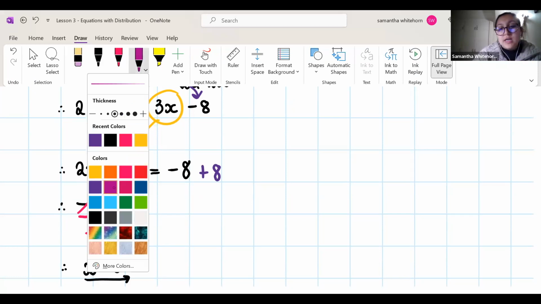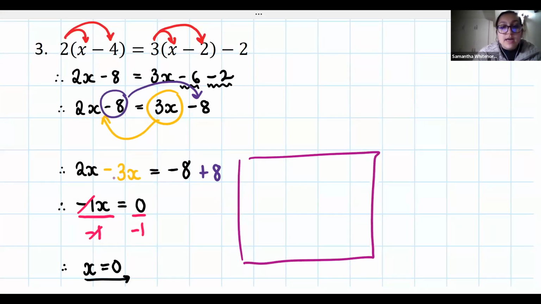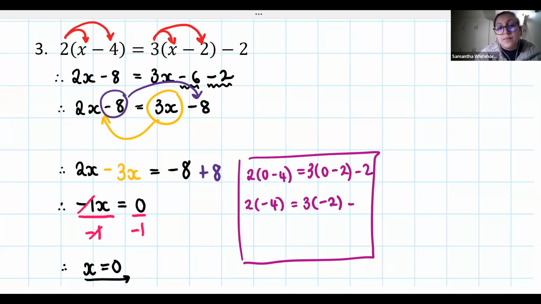So if we do a quick check here, remember we're checking that the left is equal to the right. 2 times 0 minus 4 should be equal to 3 times 0 minus 2 minus 2. In the bracket, 0 minus 4 is negative 4. On the right in the bracket, 0 minus 2 is minus 2. 2 times negative 4 is negative 8. 3 times negative 2 is negative 6 minus 2. And so negative 8 is equal to negative 8. That means that my answer of 0 is correct.